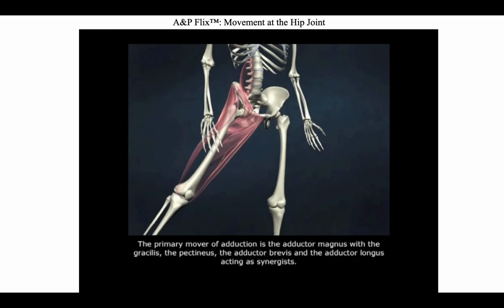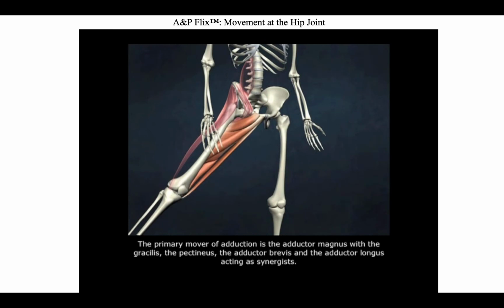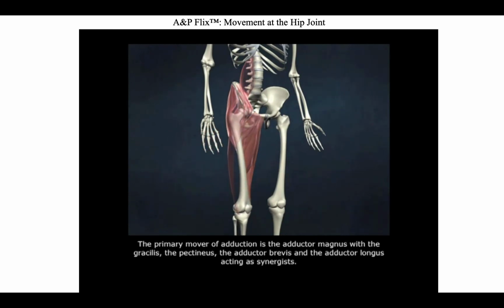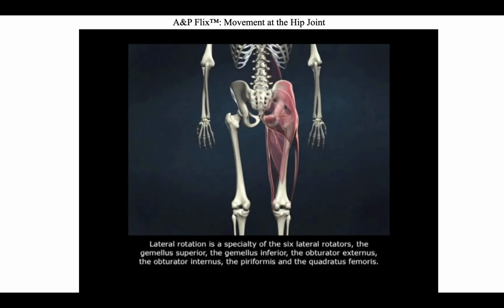The primary mover of adduction is the adductor magnus, with the gracilis, the pectineus, the adductor brevis, and the adductor longus acting as synergists. Lateral rotation is a specialty of the 6 lateral rotators: the gemellus superior, the gemellus inferior, the obturator externus, the obturator internus, the piriformis, and the quadratus femoris.